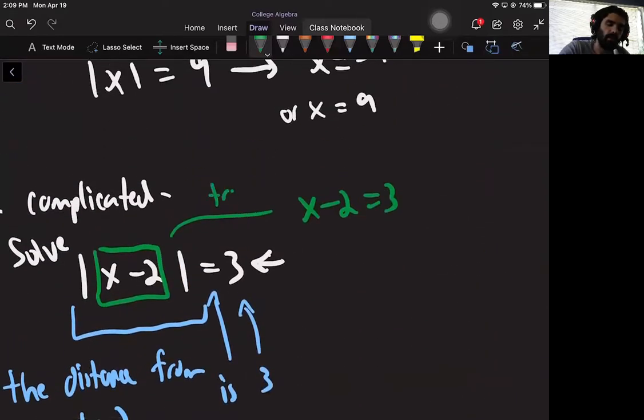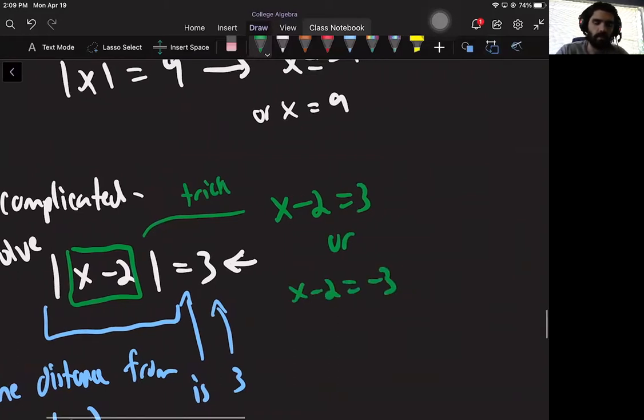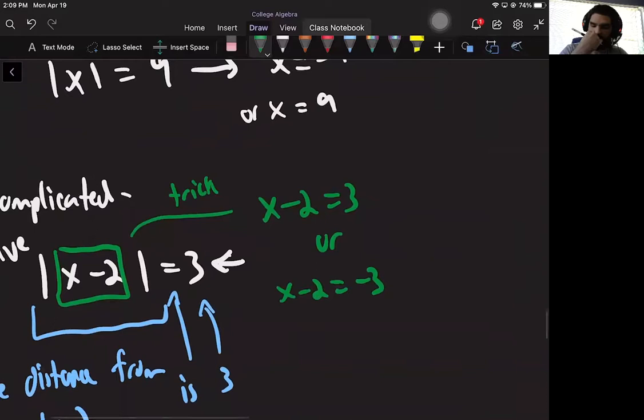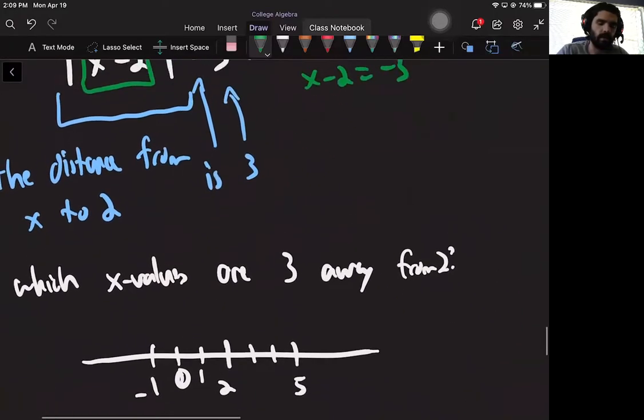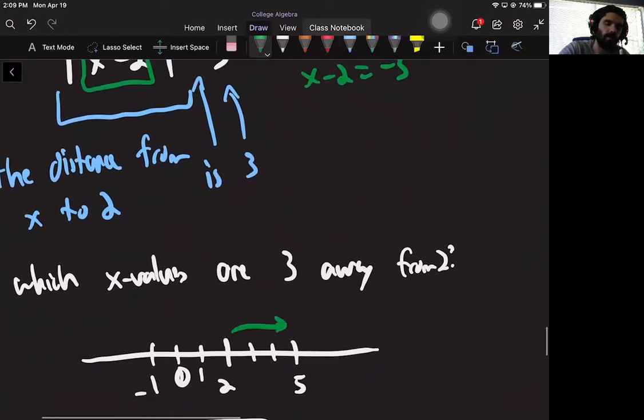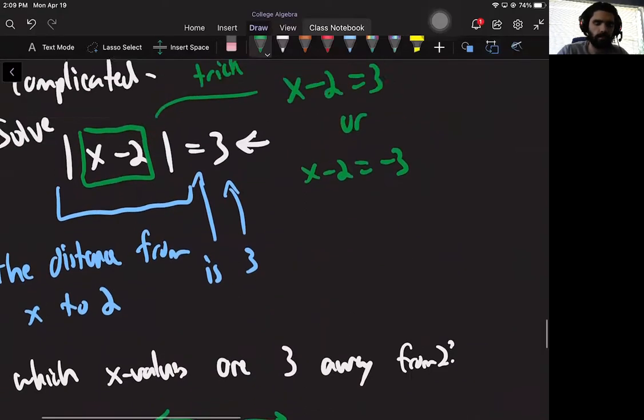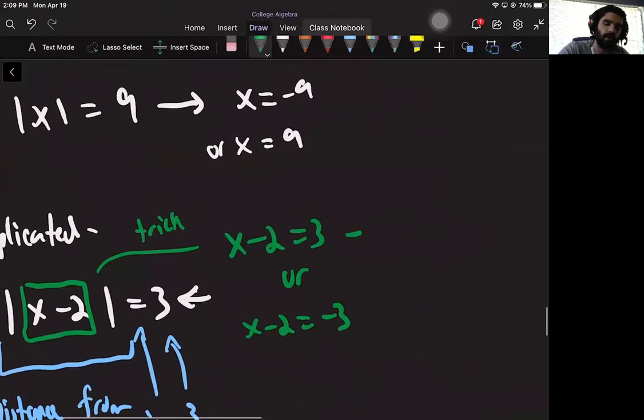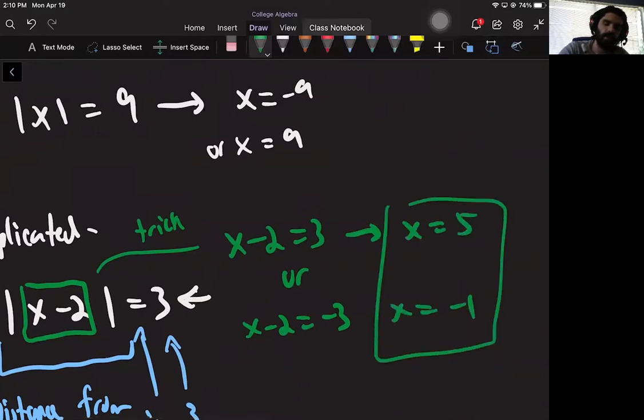The trick is that this gives you actually 2 equations to solve. And solving these will give you the 2 answers every time. They're just corresponding to this picture of going 3 to the right or 3 to the left. If I just solve these 2 equations, I add 2 to that one, I'll get 5. I add 2 to that one, I'll get negative 1. And I'll get the same 2 answers. So this is the systematic method that we'll be doing.